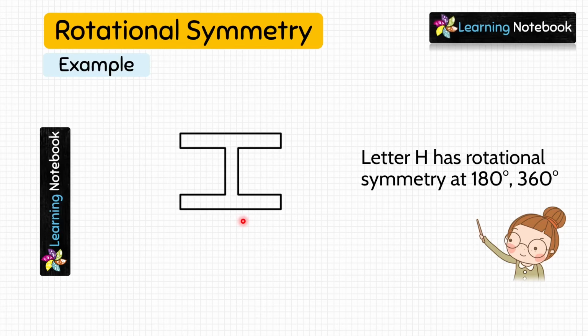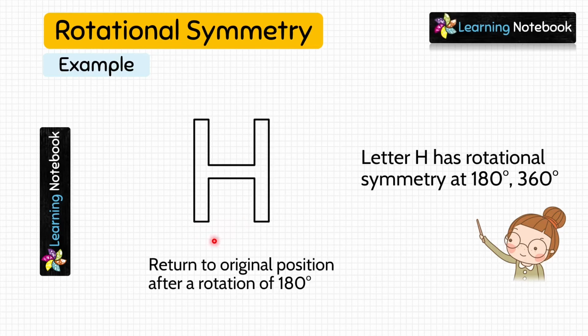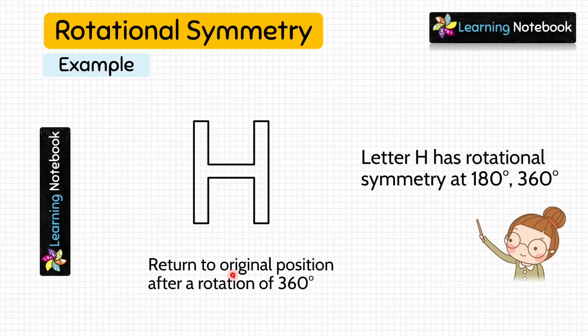Now, let's rotate it by 90 degrees more. That is at 180 degrees in total. Now, it has come back to its original position, right? Next, rotate this letter H by 360 degrees in total. And you will find it has come back to its original position again. So, this shows that letter H has rotational symmetry at 180 degrees and 360 degrees. So, students, this was about rotational symmetry.